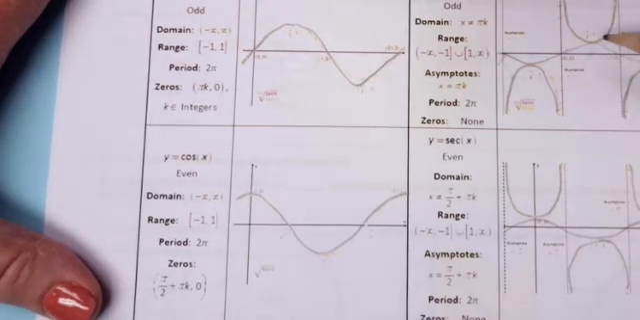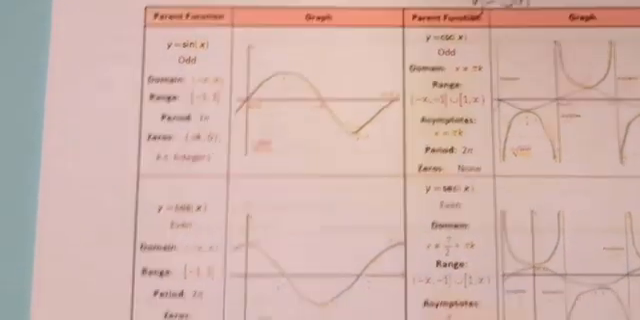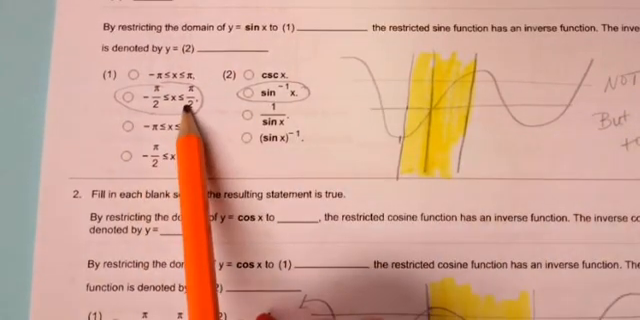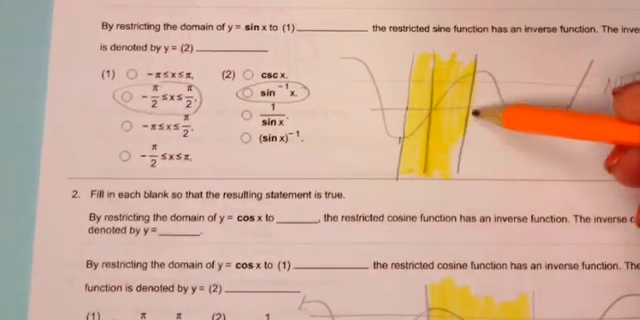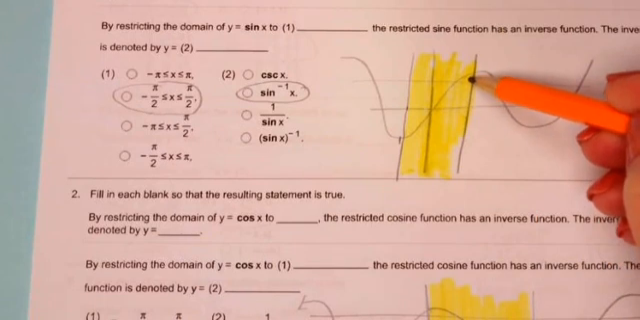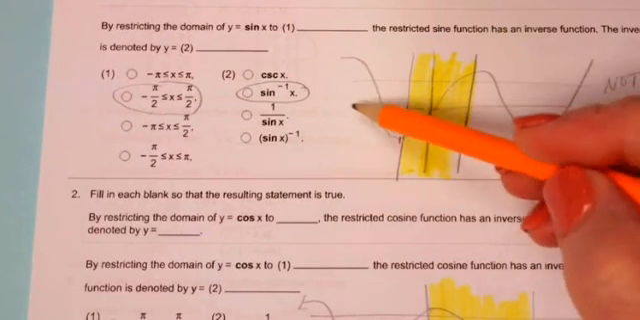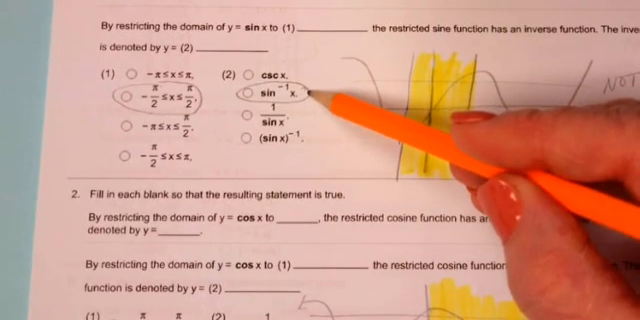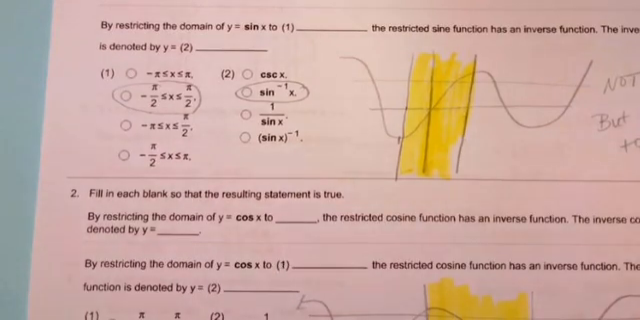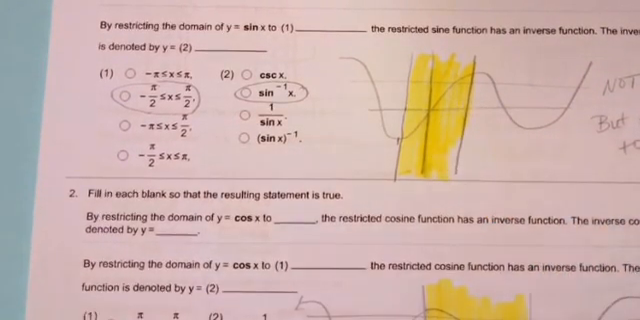So if we restrict the domain to negative pi over 2 and pi over 2, like I have sketched here, this section is 1-to-1. And it has an inverse indicated by sine inverse of x. So the whole sine function is not 1-to-1, but when we restrict the domain to negative pi over 2 and pi over 2, then we get a section that will have an inverse.